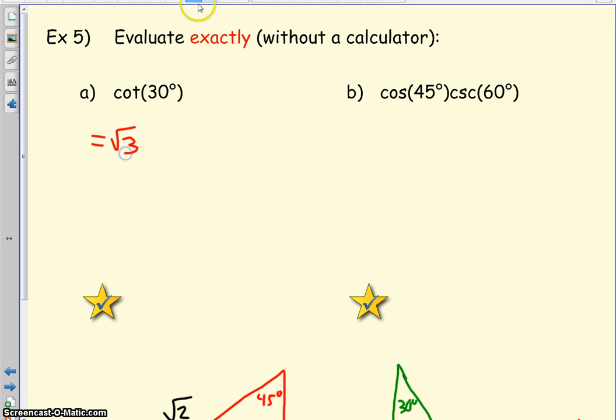And notice we were able to calculate that without actually using our calculator at all. Okay, so again, that's not too bad. Again, once we have these triangles drawn out, we just need to be able to evaluate these ratios. So I'd like you to try the second one on your own. Try and figure out the cosine of 45 degrees times the cosecant of 60 degrees. When you're finished, push play, we'll go through it together, and that'll be it for the lesson.